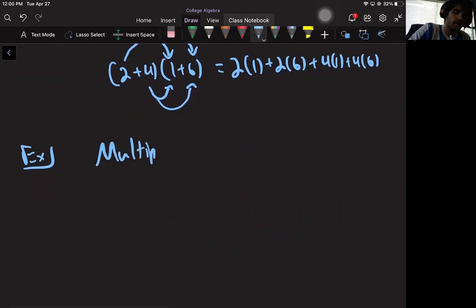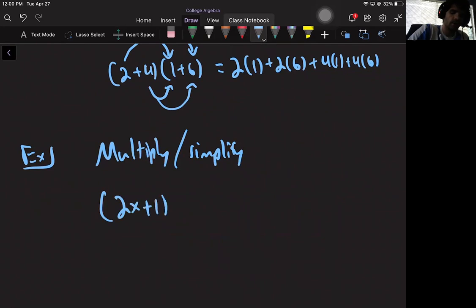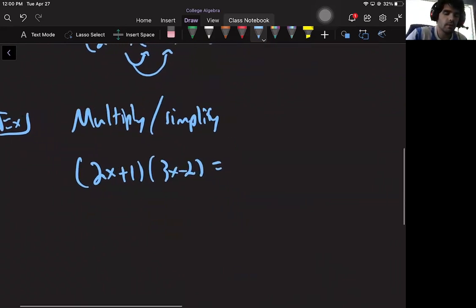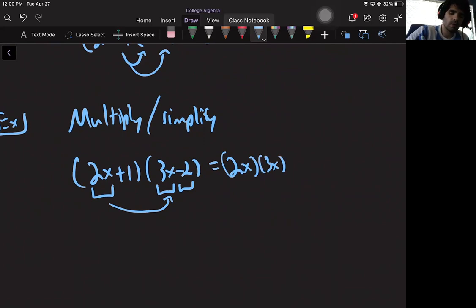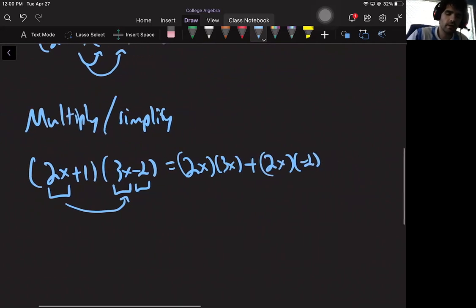So let's multiply, aka simplify, something like this. So 2x plus 1, that's one polynomial of degree 1. 3x minus 2 is another polynomial of degree 1. So how do we multiply this out? We do 2x multiplied to each of these guys. So 2x times 3x plus 2x times negative 2. So the 2x gets multiplied to each one, and then you add.